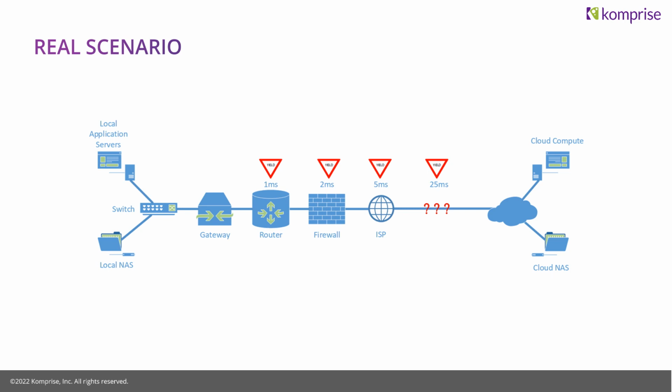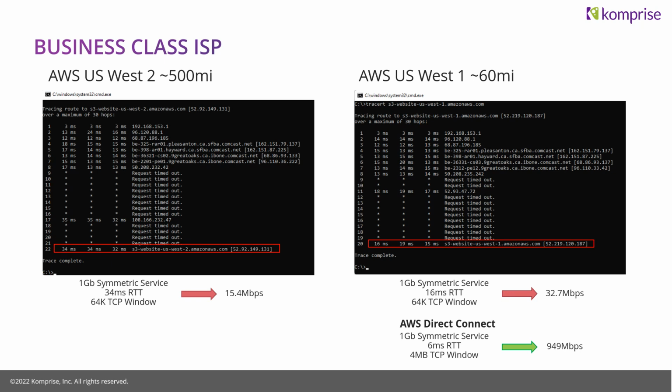You've got switches, gateways, routers, firewalls, internet service providers. And then when you're inside the internet service provider, how many hops are they taking to get you to your cloud provider? A lot of times you have no control over that when you just leverage a traditional ISP. And actually, that's a good lead into the next slide here. This is a business class internet service provider with a customer in the Bay Area that was considering going to AWS West 2 to be their primary area.